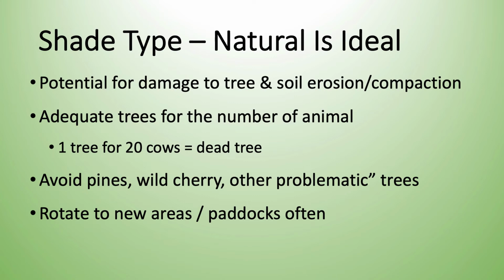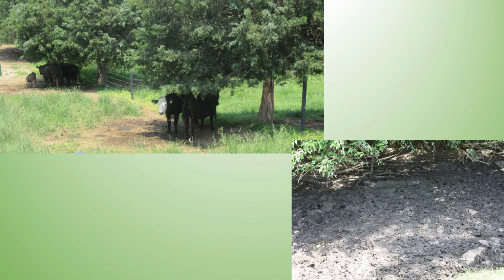And so the damage that our cattle can cause to trees and to our shade resources is real. And so making sure that we've got enough trees for the number of animals. So that prime example of one tree for 20 cows, that's a dead tree. It's not gonna make it. It doesn't stand a chance. Avoid things like pines or wild cherries that obviously can cause problems for livestock. The other thing we can do to help the trees is rotate to new paddocks often. The trees are getting a rest, right? And so we can move them around so that they're not spending the entire summer under that one single tree that we have in the field.